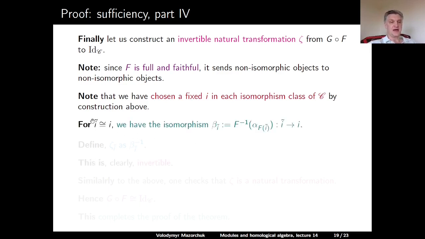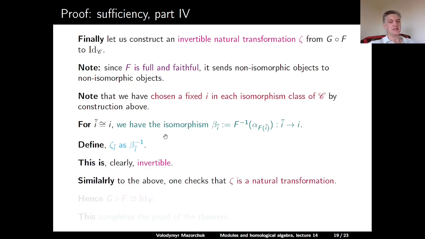So now if you have an object I tilde which is isomorphic to I, then we have the isomorphism beta I tilde, which is defined as F inverse of alpha F of I tilde from I tilde to I. So we define zeta I tilde as beta I tilde inverse, and this is clearly invertible. Similarly as on the previous slide, one checks that the zeta is a natural transformation and is an invertible natural transformation, which shows that G after F is isomorphic to the identity on C. And this completes the proof of our main theorem.